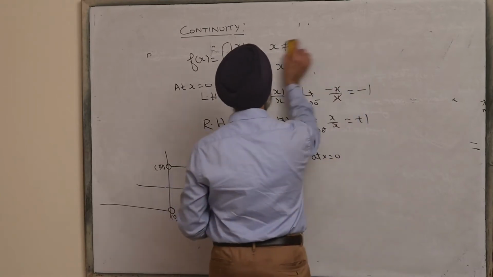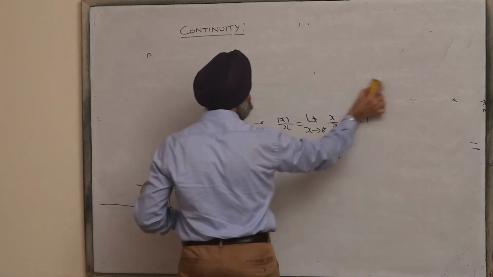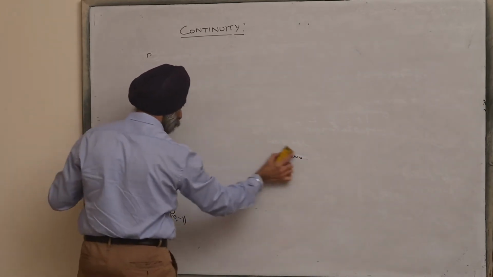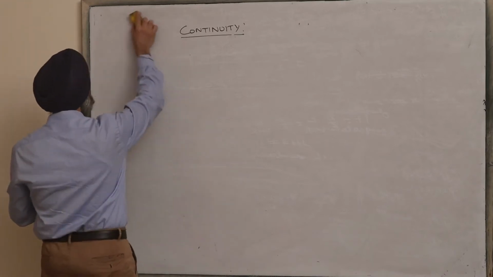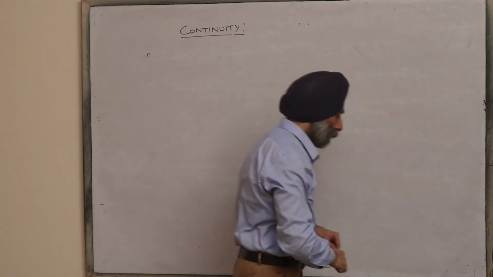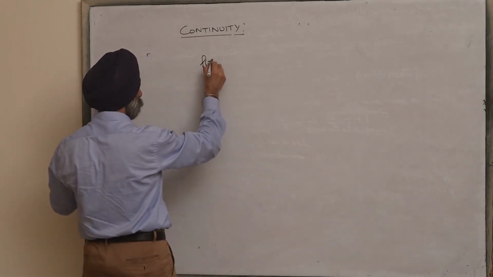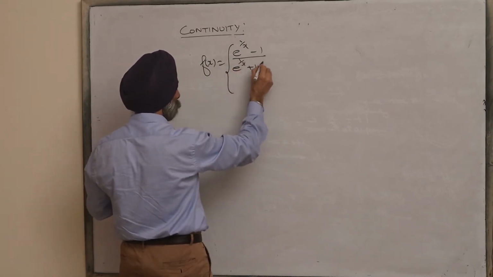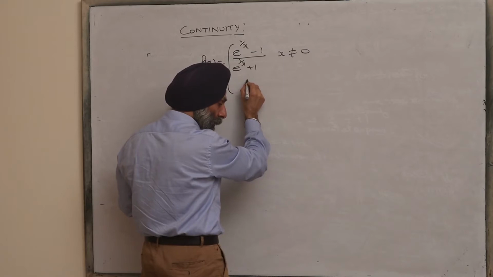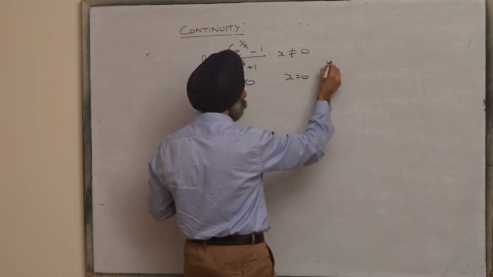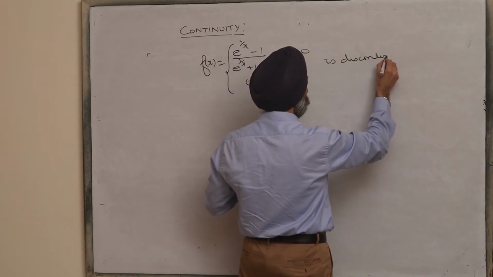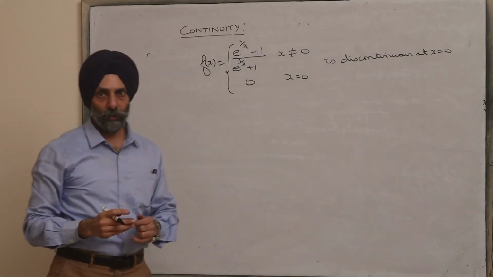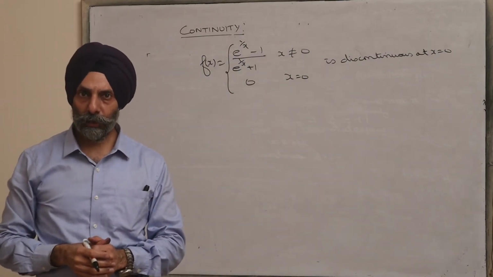Now next is, show that f(x) is equal to e raised to power 1 over x minus 1 upon e raised to power 1 over x plus 1 when x is not equal to 0 and is 0 for x equal to 0, is discontinuous at x equal to 0. Now we have to discuss the continuity of this function at x equal to 0.